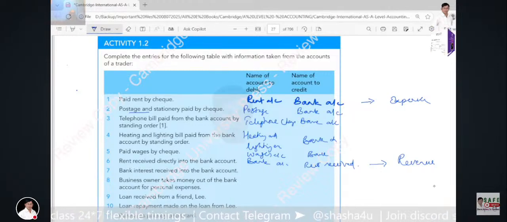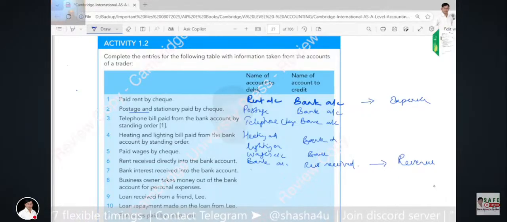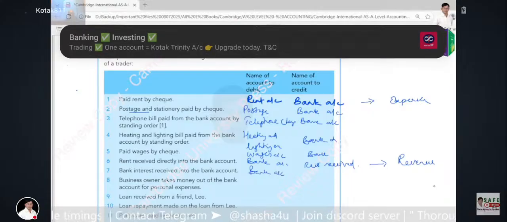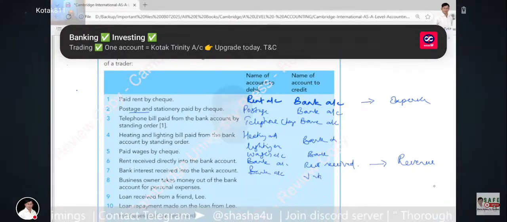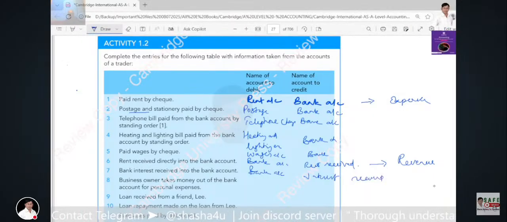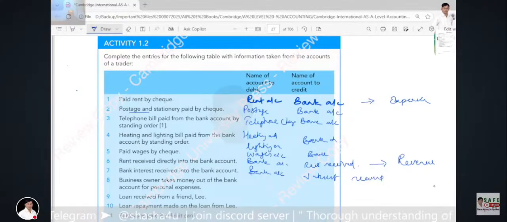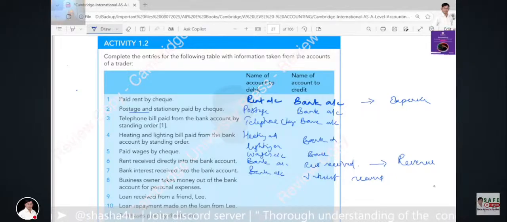Bank interest received into the bank account. So what is happening? We are receiving money in bank, and we are receiving interest. So interest received we can write. Again, interest can be received also and paid also. That is why we have to specify whether it is received or paid.